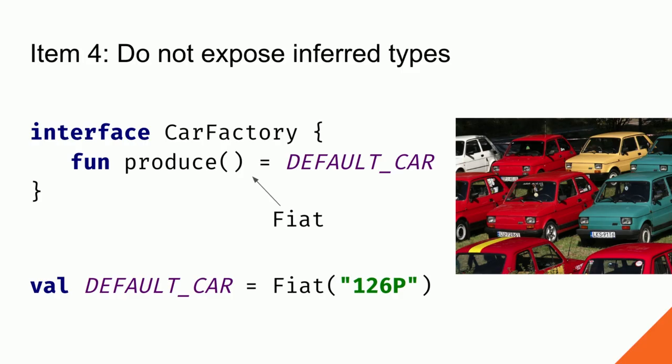So item 4, do not expose inferred types, especially if you are a library creator. If you are exposing something, if you have a part of an API, a public method in a public class or interface, please specify the type. It is important information, and it should be clear.